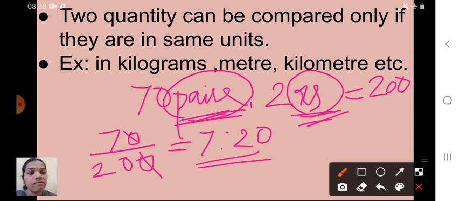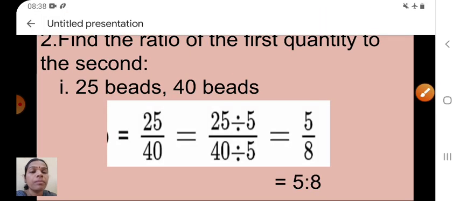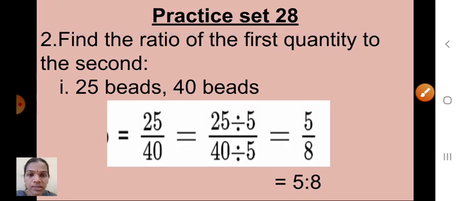Are you ready? First one is, say here children, practice set 28. First question we solved already. Yes, two sums I gave that homework also. I hope you completed that one. Yes, very good. See here, second question is, find the ratio of the first quantity to the second one.